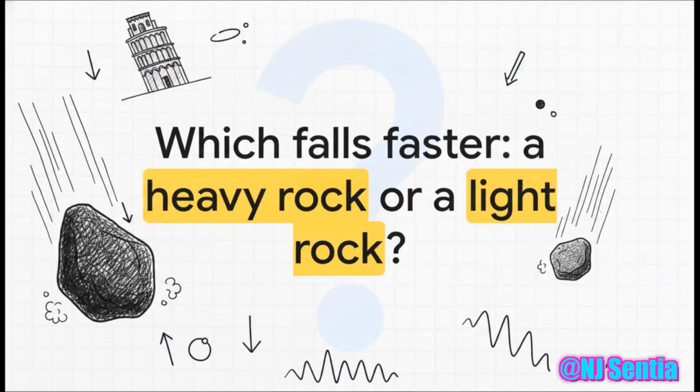Let's apply this math to reality with a question that actually puzzled humanity for centuries. Which falls faster, a heavy rock or a light rock? Before we had modern sensors, everyday intuition strongly suggested the heavier rock would plummet faster, right? I mean, it just makes sense. But Galileo used pure logical reasoning to counter this assumption.